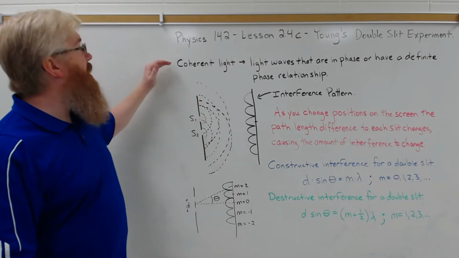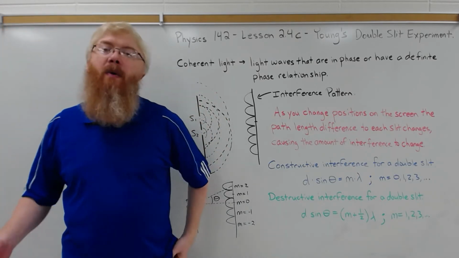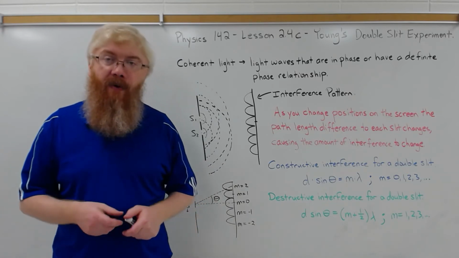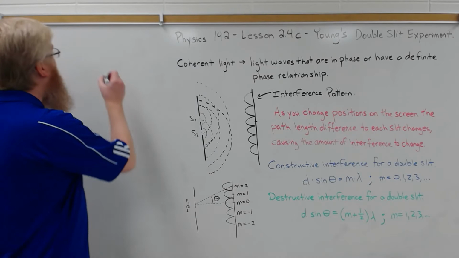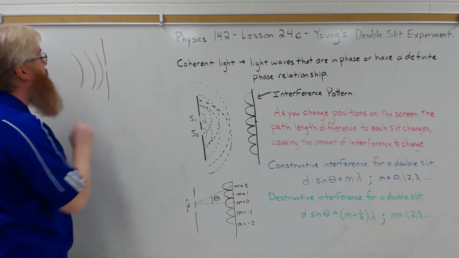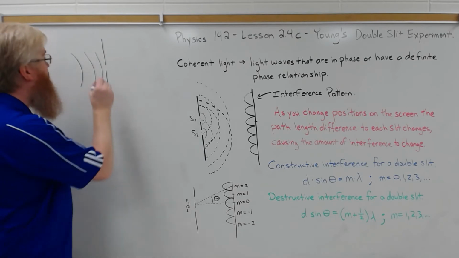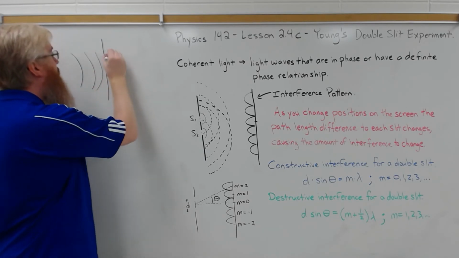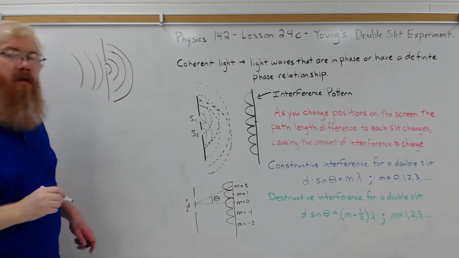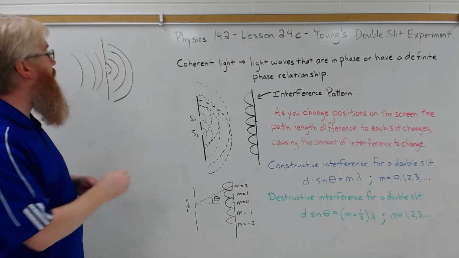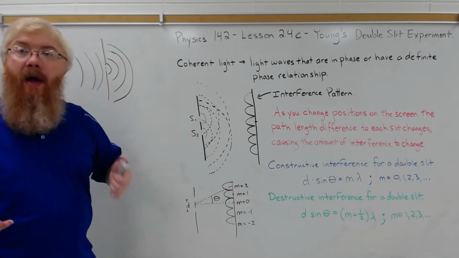So Young first had to create coherent light. Well, one way to do that is to actually just use a single slit, use Huygens principle, right? So if you have a very, very thin single slit, as light rays come and hit that slit, it acts as a source of wavelets that spread in the forward direction. Now this light is coherent.